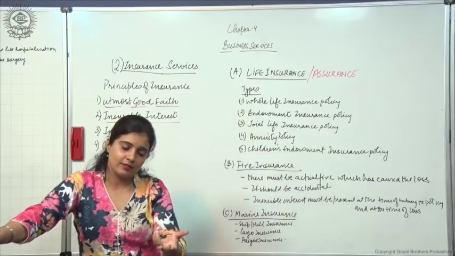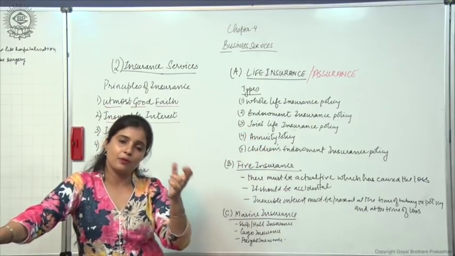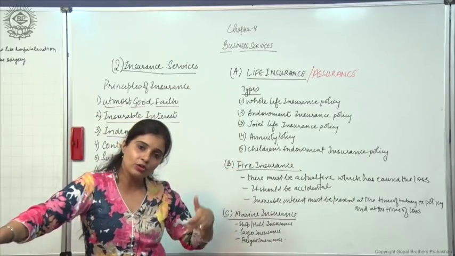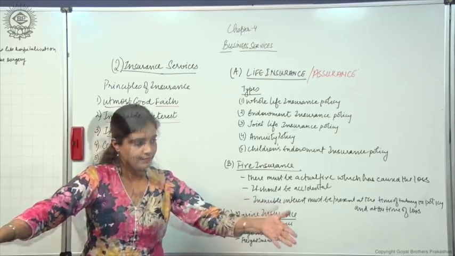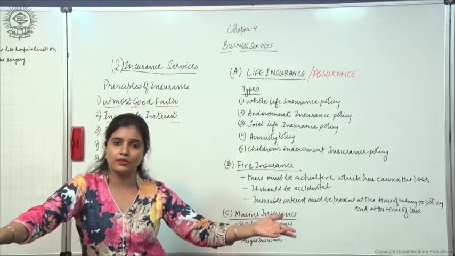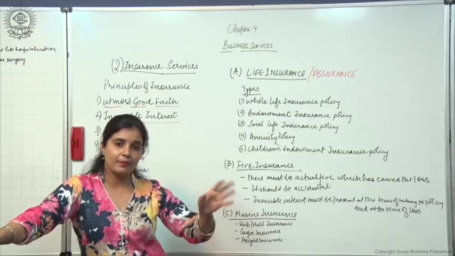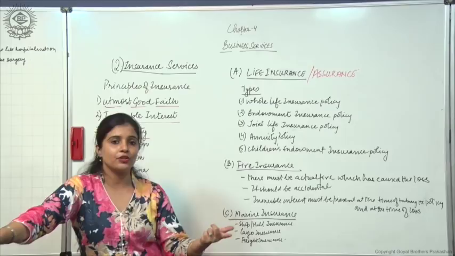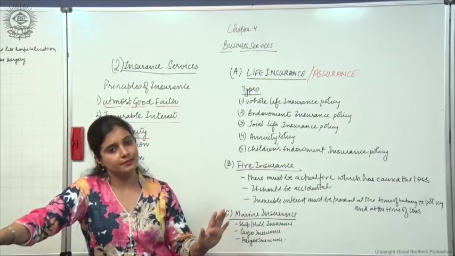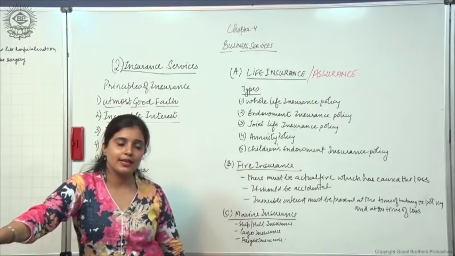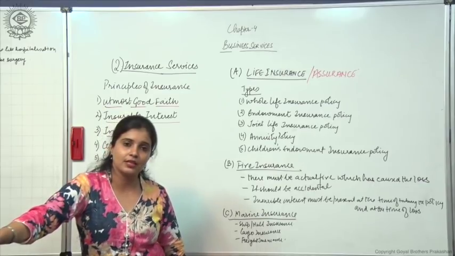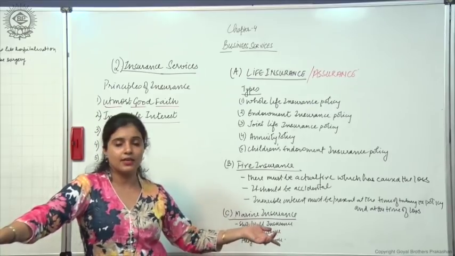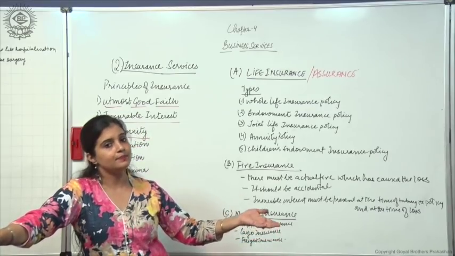Second is endowment insurance policy. That is, if you've taken an insurance policy for a specific period of time, let's say 10 years or 20 years, the amount will be payable to you or to your wife or son or whosoever is there, only in the event of the death of the insured or on the maturity of the policy, whichever happens earlier. Then joint life insurance policy. Let us say if I and my husband together take a life insurance policy, in the event of death of either of us, the other person who's alive is going to get the money of the policy.